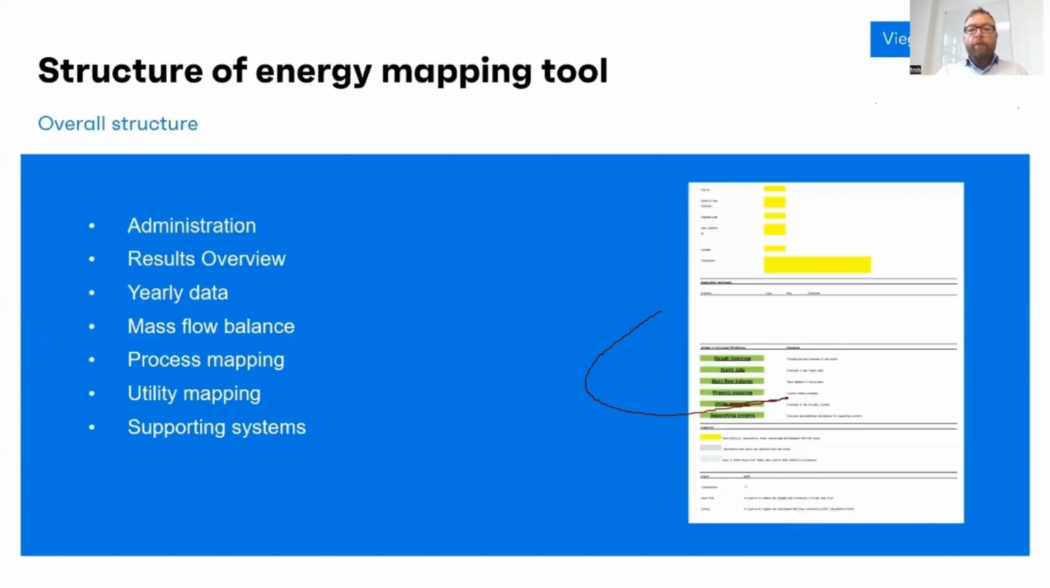The structure of the tool, it's an Excel tool, is relatively simple. The most difficult part can just be understanding the methodology and the thoughts behind using the tool. Once that is in place, then the tool is relatively simple to use. It's a spreadsheet consisting of a number of sheets. We have one called administration, one called overall result, one called yearly data, one called mass balance, mass flow balance, process mapping, utility mapping, and supporting system.